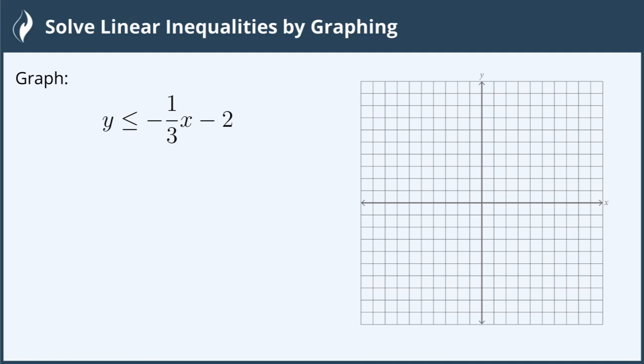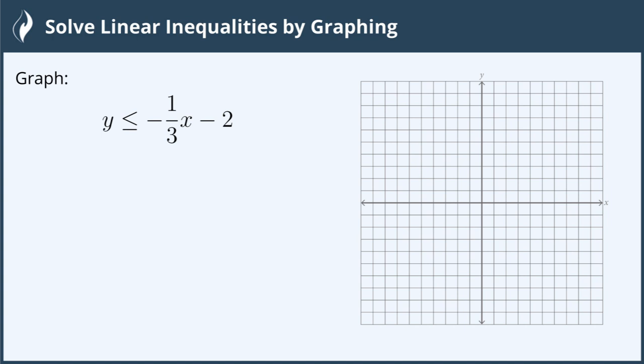In this video, we're going to solve the linear inequality by graphing. Let's start by looking at our inequality. y is less than or equal to negative 1/3 x minus 2. If this were an equation instead of an inequality, we would graph it using slope-intercept, which in fact is what we're going to do here as well.